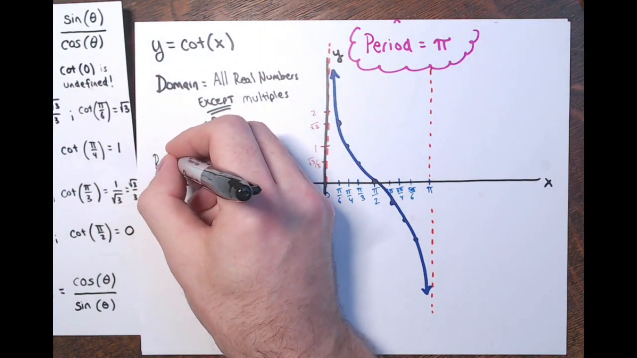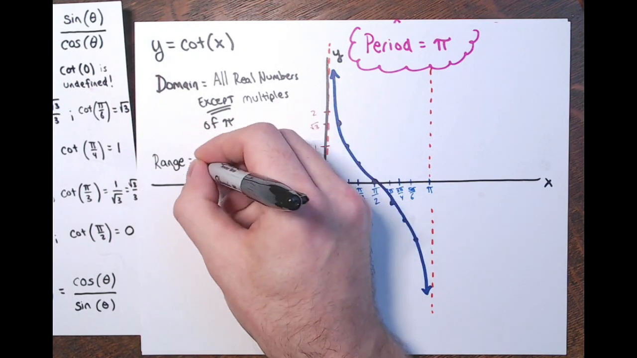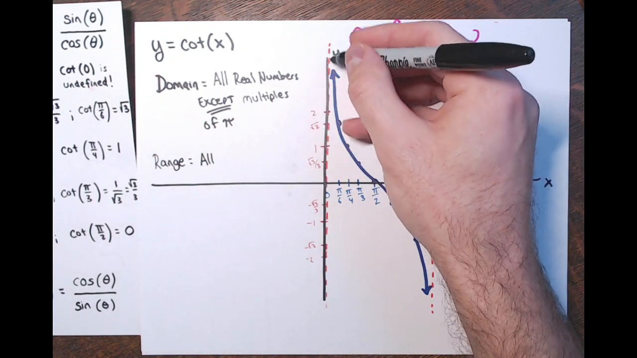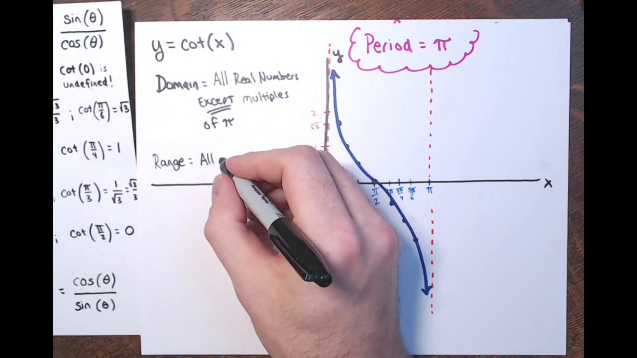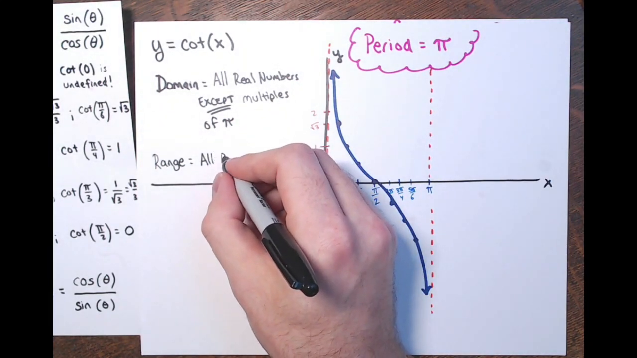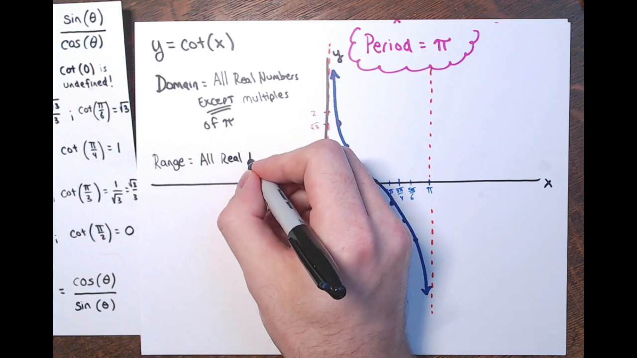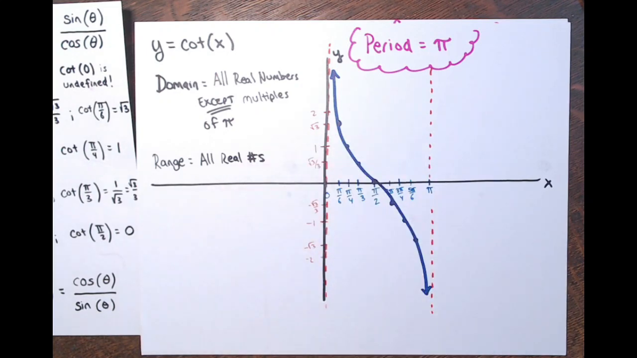And then just like tangent, the range is all real numbers. You see it's going up forever, down forever. There's no gaps, no holes. So the range is all real numbers.